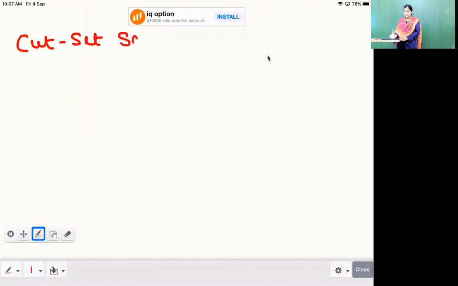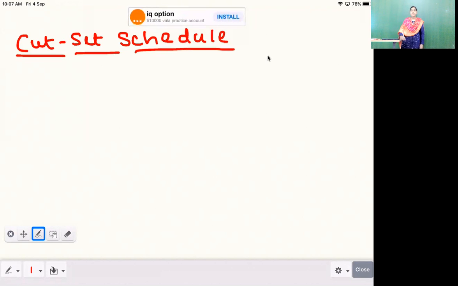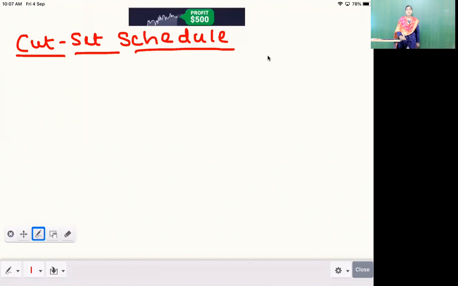Today we will be discussing another technique related to node analysis, which we call the cut-set schedule. So what is the cut-set schedule? Similar to the tie-set schedule, the cut-set schedule is related to node analysis. Here we are going to frame the relationship between the node voltages.